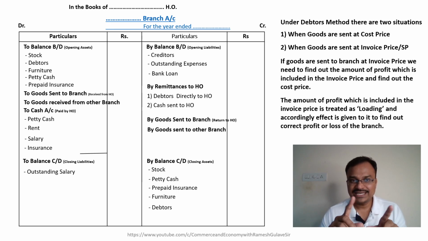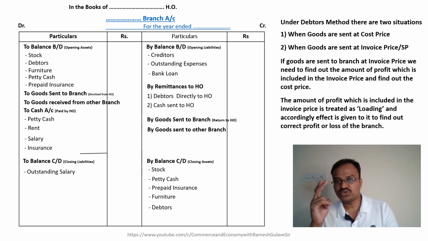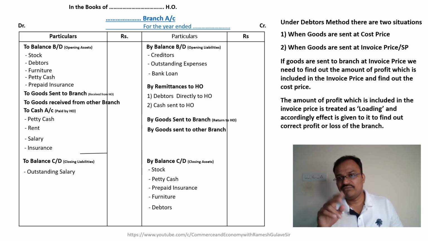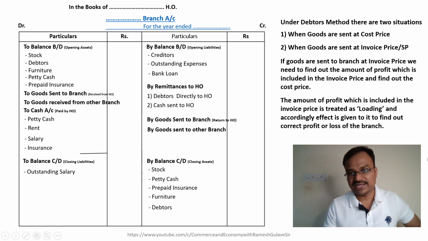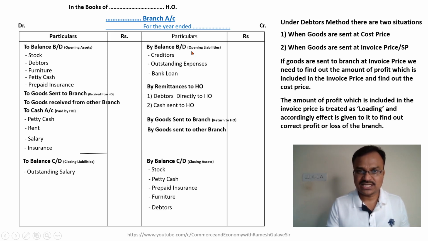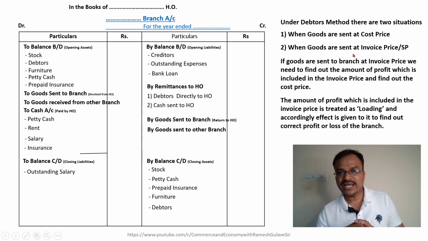Okay. So basically, in this method or first method, the debtors method, there can be two situations. First situation is when goods are sent by head office to branch at cost price. At that time, we prepare branch account in this format. When goods are sent at invoice price, accounting is a little bit different.